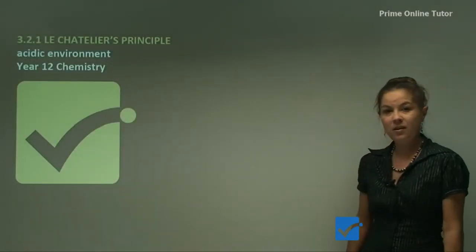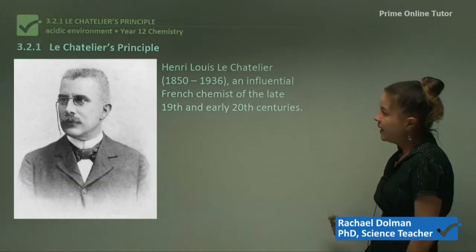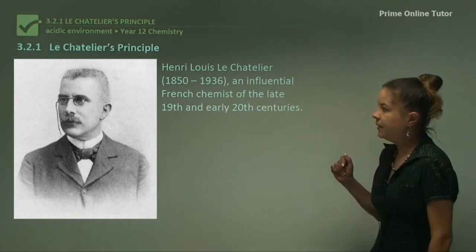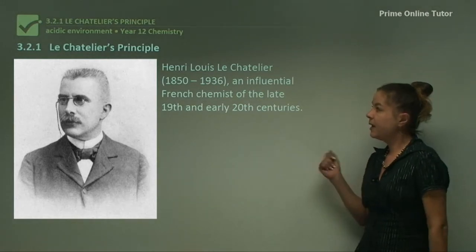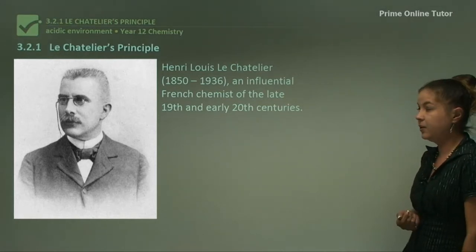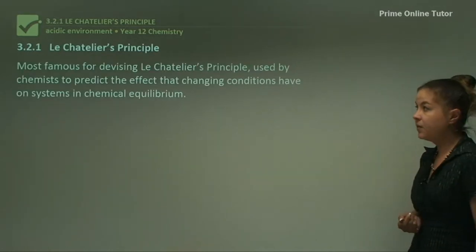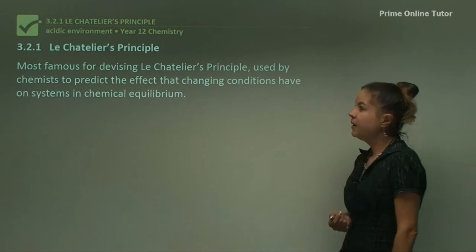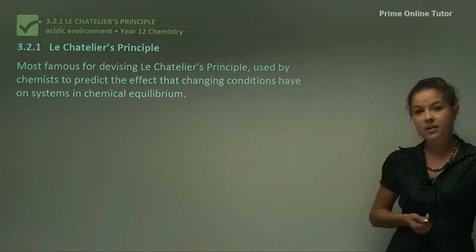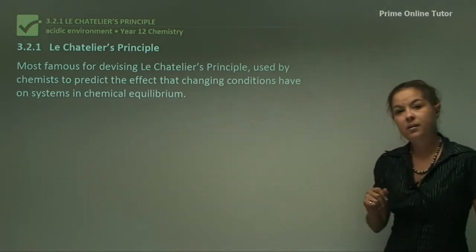In this section, I'll be discussing Le Chatelier's principle. Now this is Le Chatelier, Henry Louis Le Chatelier, and he was born in 1850 and lived till 1936, and he was a very influential French chemist of the late 19th and early 20th centuries. Now he was most famous for devising Le Chatelier's principle, used by chemists to predict the effect that changing conditions have on systems in chemical equilibrium. So his principle is all about equilibrium.